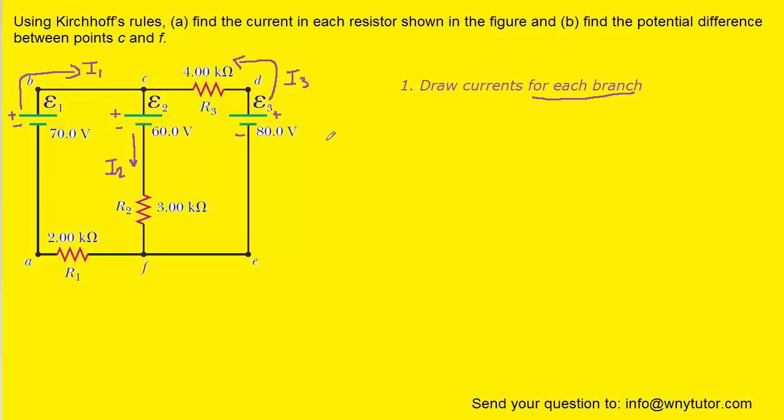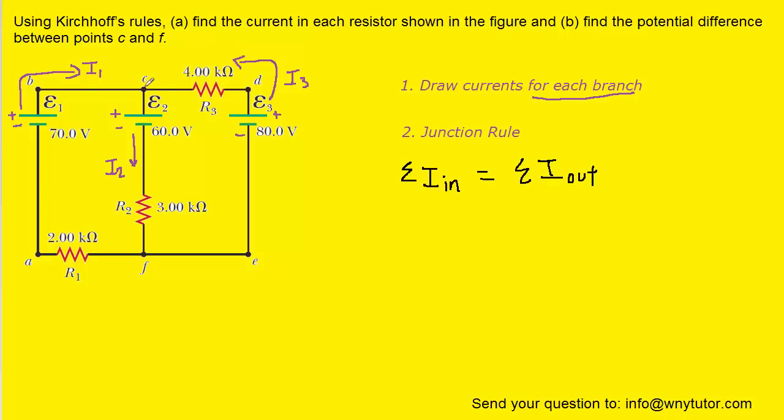So now, after drawing the currents for each branch, what we're going to do next is apply Kirchhoff's junction rule. And that rule states that the total current that's flowing into a junction is going to equal the total current that's flowing out of a junction.